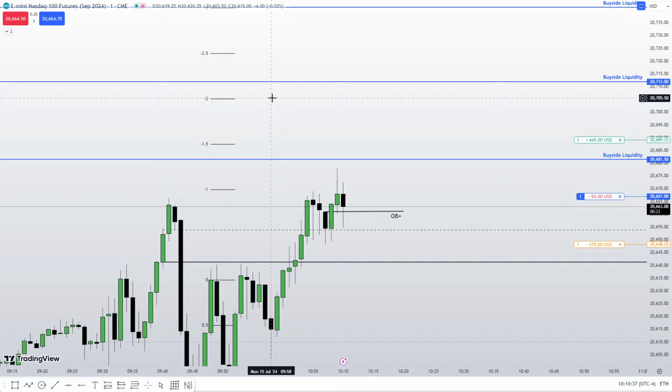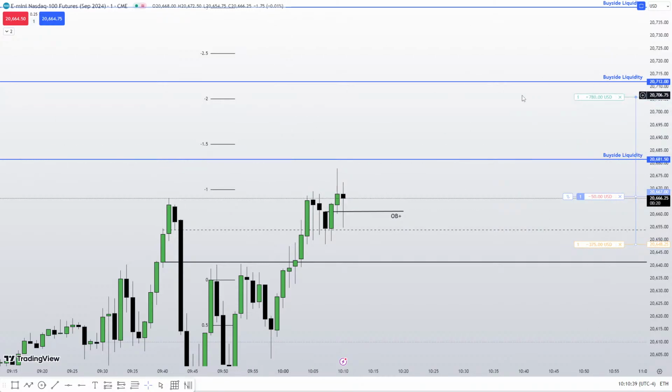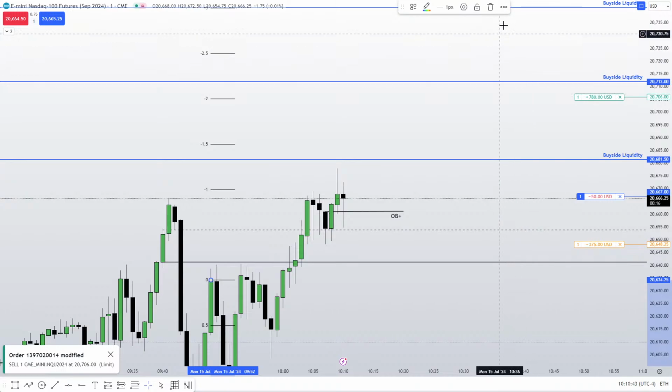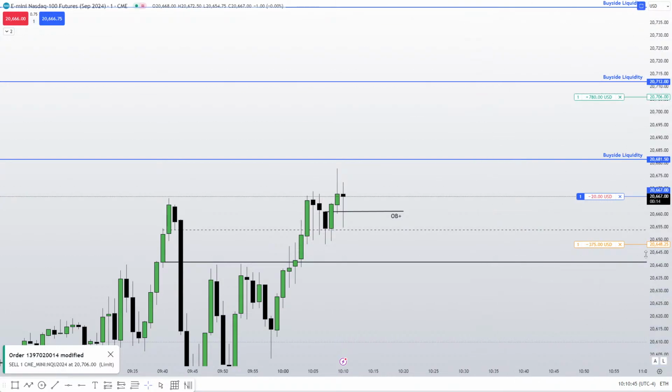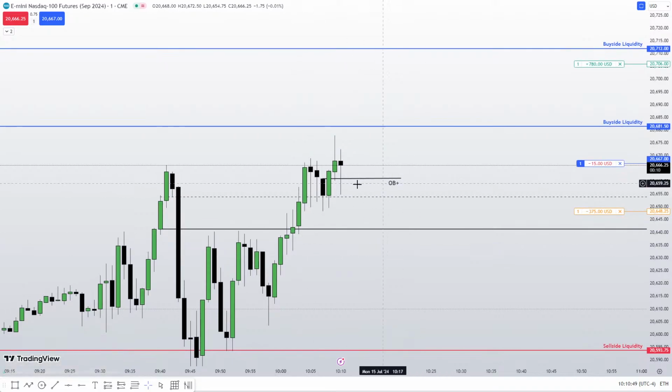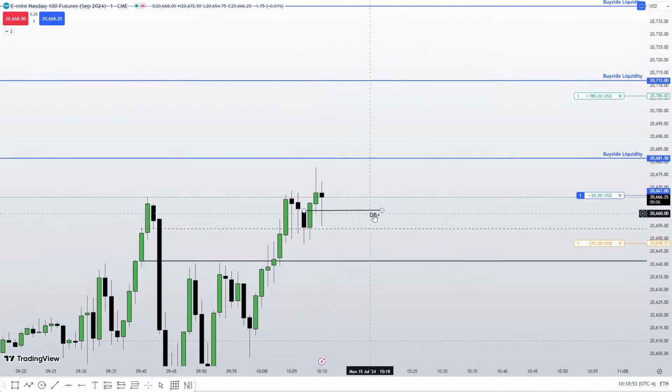Now -2 will be the easy target, so I'm going to take my target at -2. If I get stopped out, that's no issue. This is a paper trading account. I'm just reading the price. I will never press my button on an eval account right here. I will never do it. I'm just trying to read the price here.